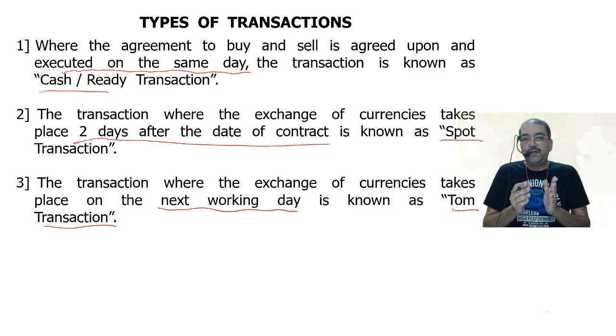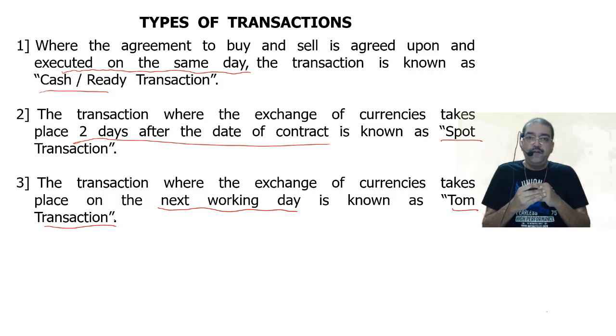I can't have a transaction for a period of 4 months. I can't have a transaction which will be executed after 5 months. I can't have a transaction executed after 7 or 8 months. So it is 1, 2, 3, 6, 9, and 12.